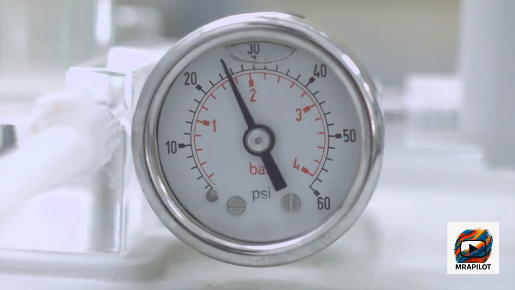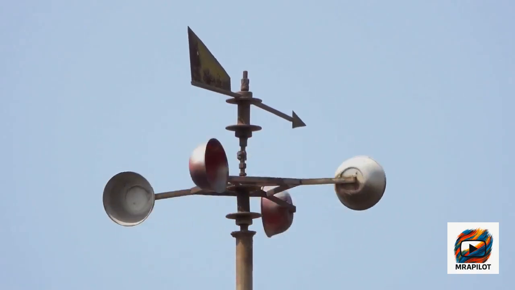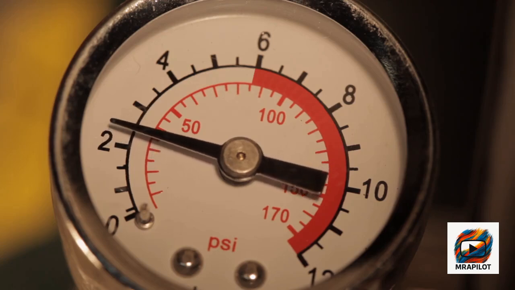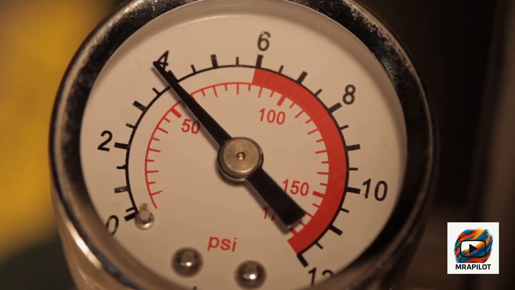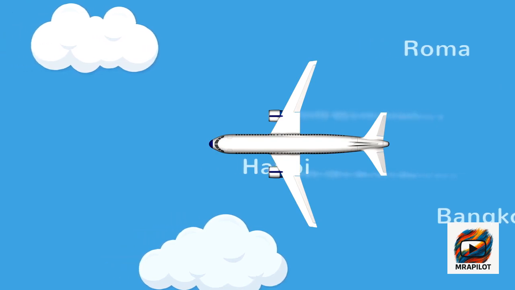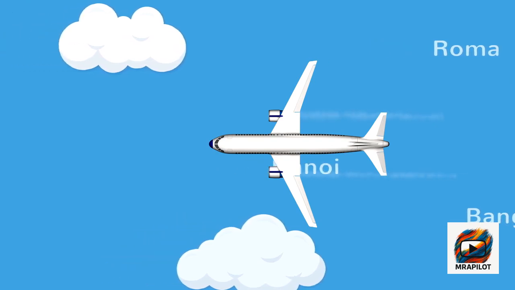So, what is atmospheric pressure? It's the force exerted by the weight of the air above at sea level. That's a lot of air pressing down. But as we go higher, there's less air above, so the pressure decreases. This simple idea has major implications for flying.